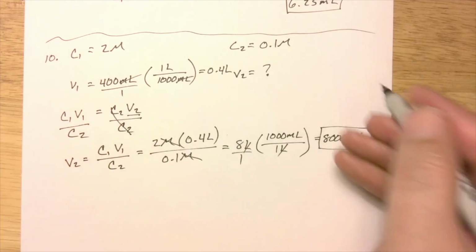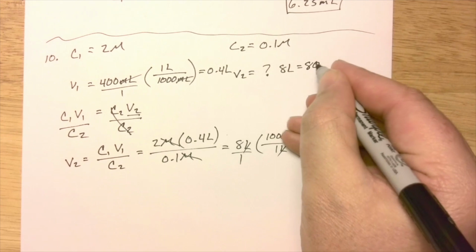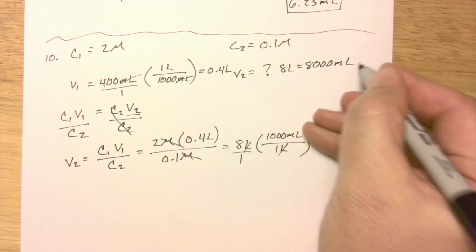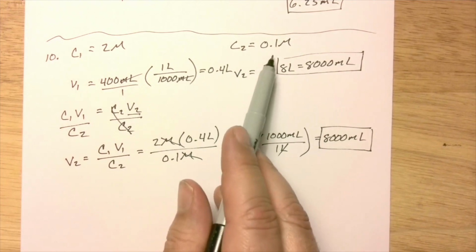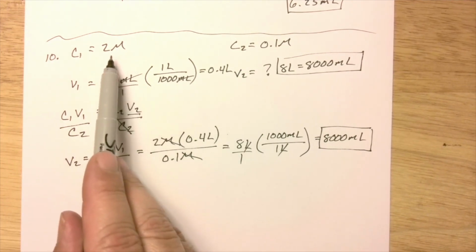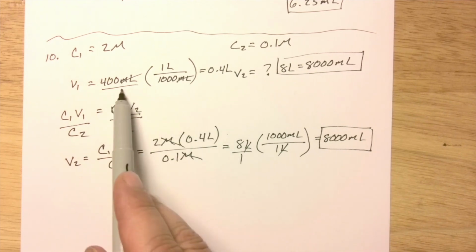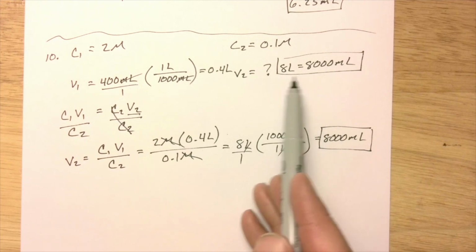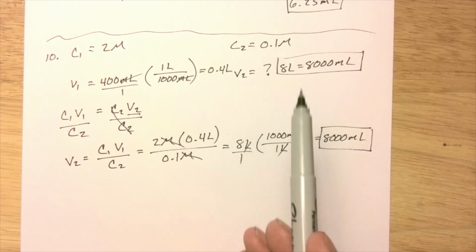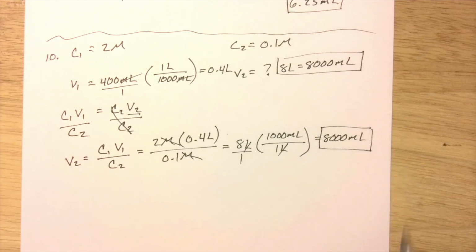So it will take you 8 liters, or the same thing as 8,000 milliliters, to create this 0.1 molar solution. So if you have 2 molar and you have 0.4 liters of it, or 400 milliliters of it, you must dilute it to 8,000 milliliters, or 8 liters, to give you a 0.1 molar concentration. So hopefully that made sense.